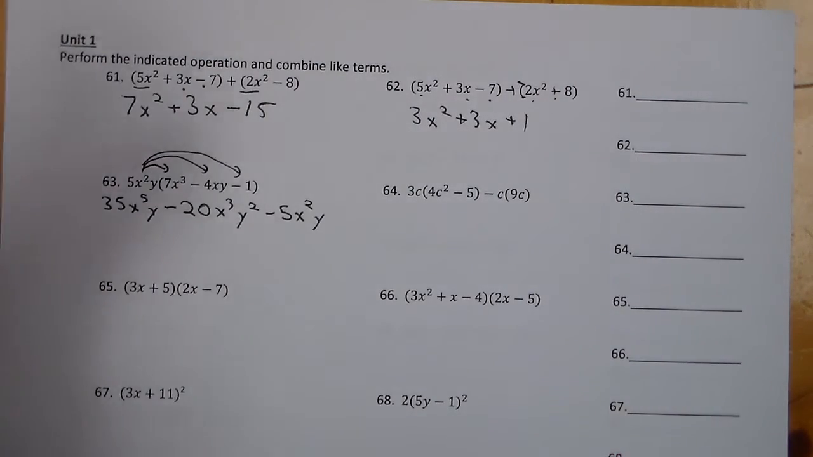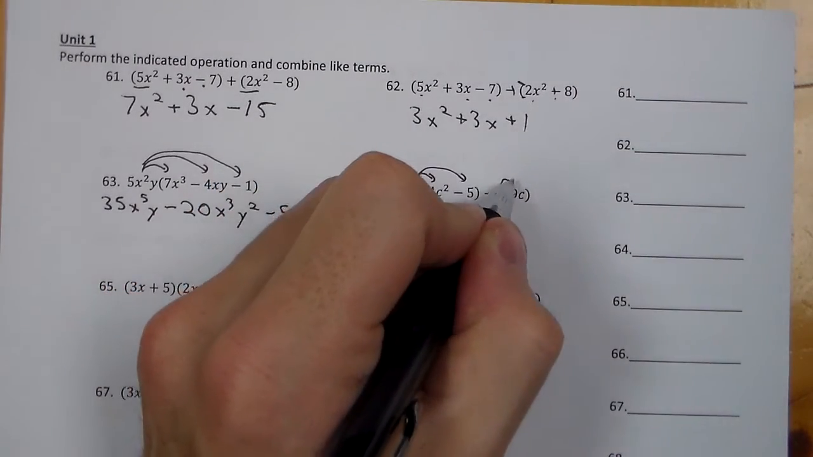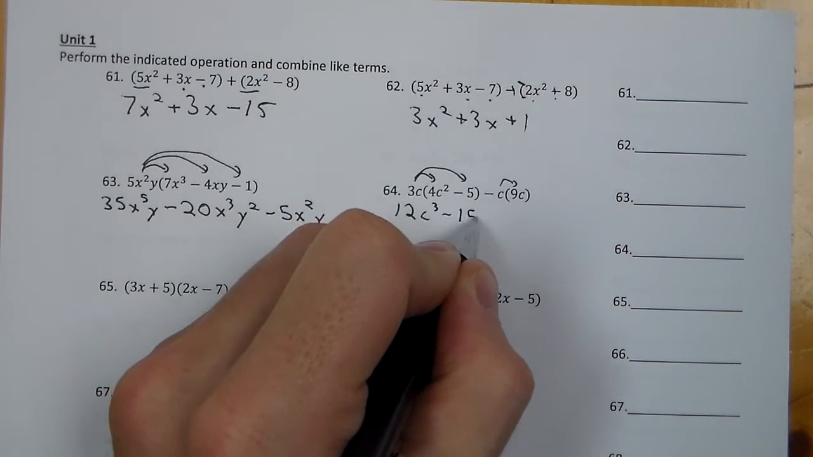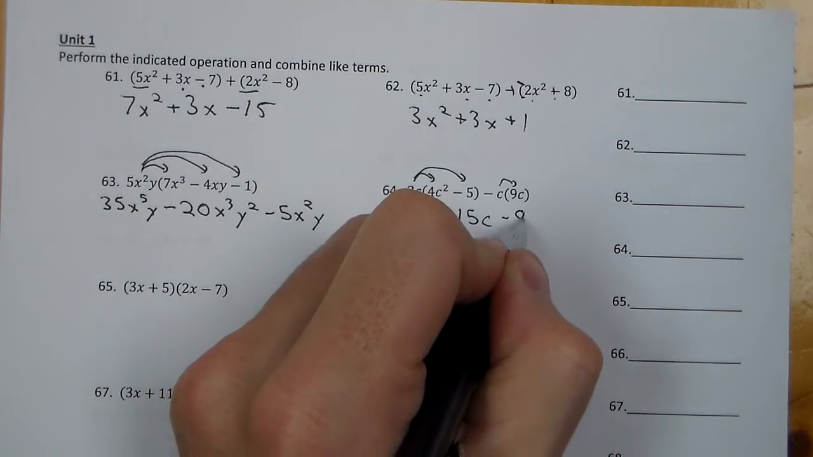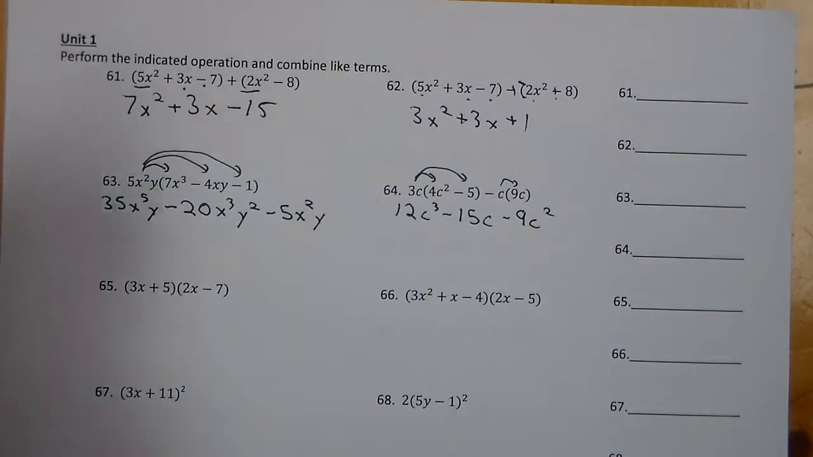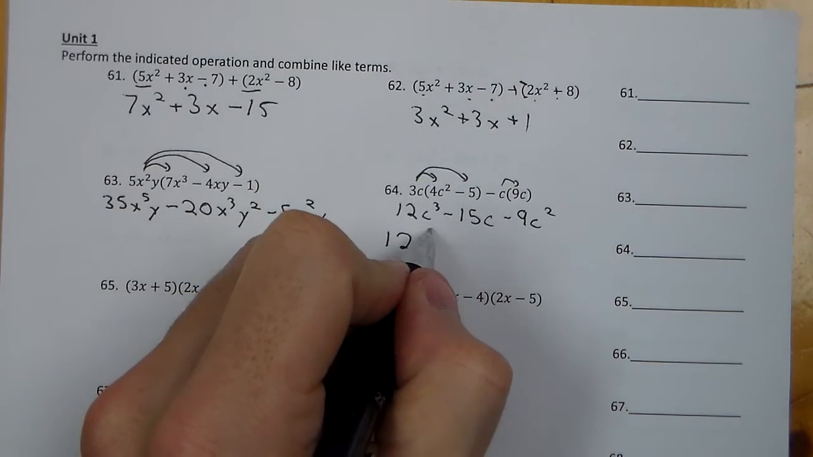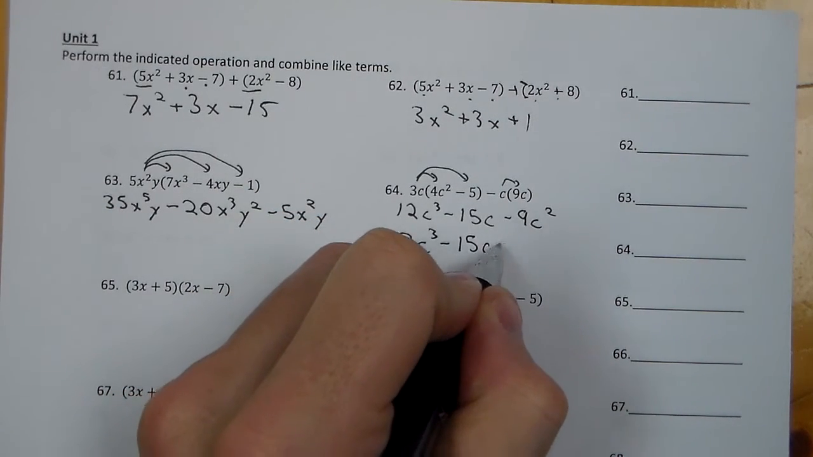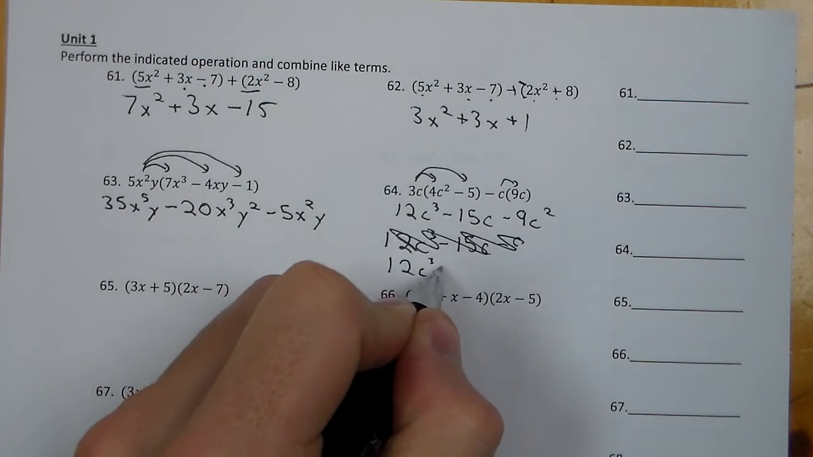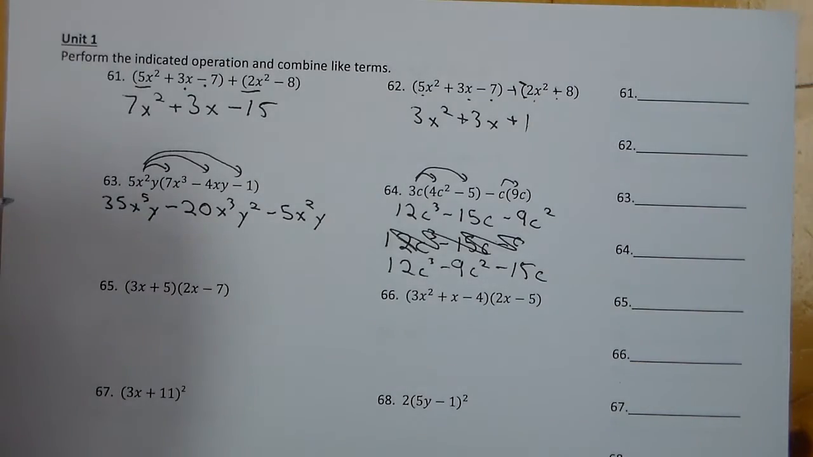For 64, I'm going to distribute in, and then I'm going to combine like terms. So I'm going to first do that with the 3c as well as the c. We get 12c to the 3rd minus 15c, and a negative 9c squared. I don't have any like terms though, so I'm just going to write this in descending order: 12c to the 3rd minus 9c squared minus 15c.